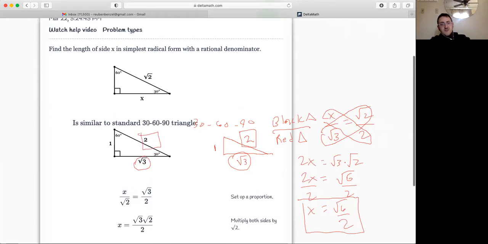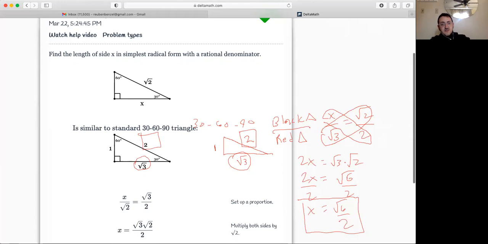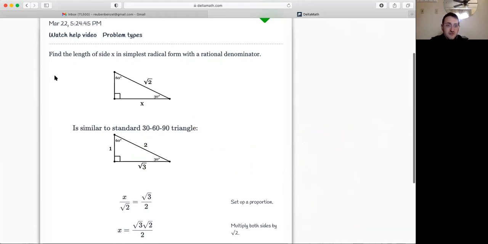Now, one thing that they do in Delta Math may be a little different than I do. They compare larger leg to hypotenuse, and they compare larger leg to hypotenuse in the other triangle. I just like to break it down into a similar triangle problem like what you did in earlier chapter 8.